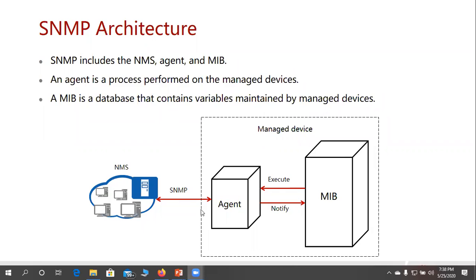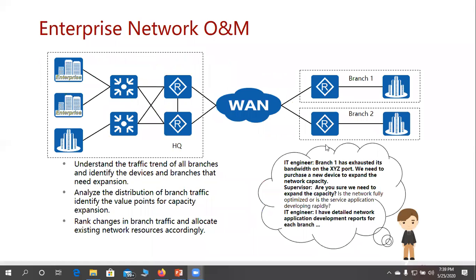Now, of course, we are supposed to have the server as well as the agent. Okay, so an agent, this is on the device, it must have an agent. And then we also must have the management information base where it keeps information. And then this agent must collect this information and send it to the NM server for management.